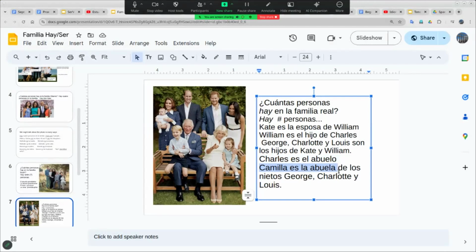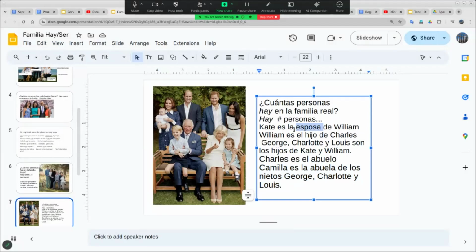Camila es la abuela de los nietos. George, Charlotte y Louis, ¿sí? Camila es la abuela de los nietos. Los nietos, grandkids. Los nietos, grandkids. ¿Sí? Ok.